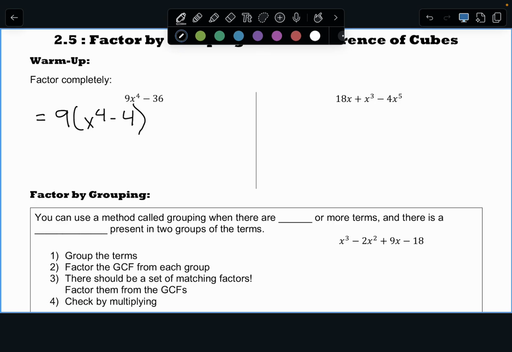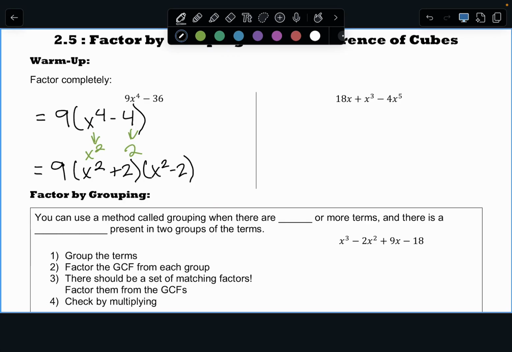Yeah. What's the square root of x to the 4th? X squared. Remember, we cut those exponents in half. What's the square root of 4? 2. So I'm going to keep my GCF, keep the 9. Don't drop it. And then I get x squared plus 2 and x squared minus 2.